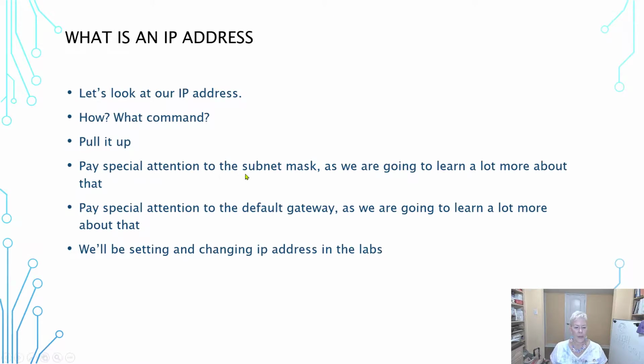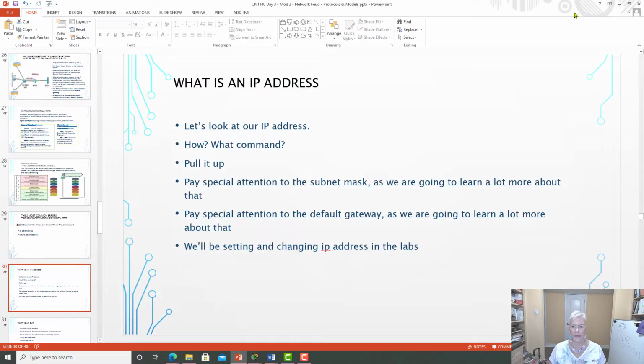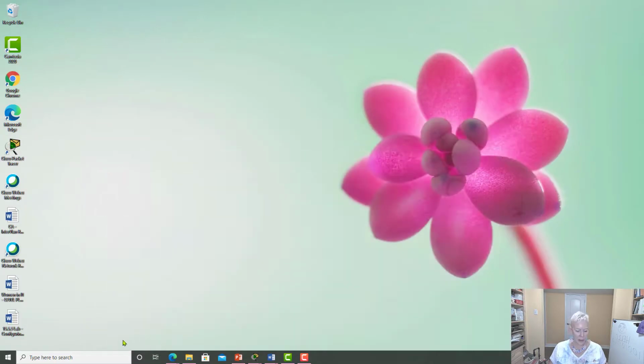Okay, we want to pay special attention to something called the subnet mask, the default gateway, and then in labs, we're going to learn how to change our IP address, our subnet mask, and our default gateway. But let me show you how to find your own, okay? There's a couple of different ways.